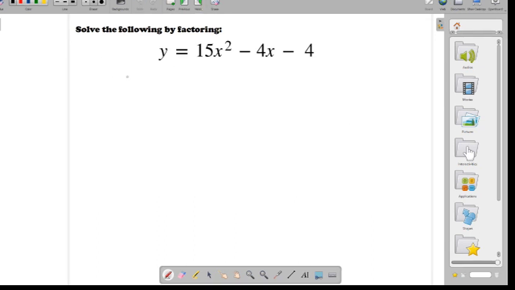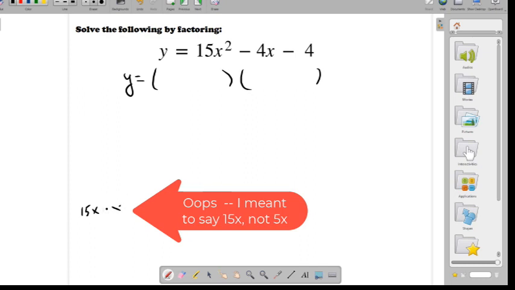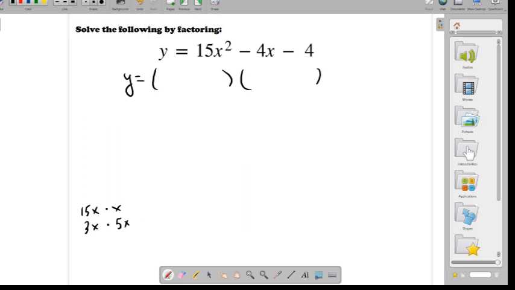All right, finally we have y equals 15x squared. And here again, our factors of 15x squared could be 5x and x, or 3x and 5x. Again, I typically go with the obvious ones first, so I'm going to go with 3x and 5x. Then our factors of 4 are 4 times 1, or 2 times 2. Again, I'm going to go with the obvious and try 2 and 2 and see if that works.